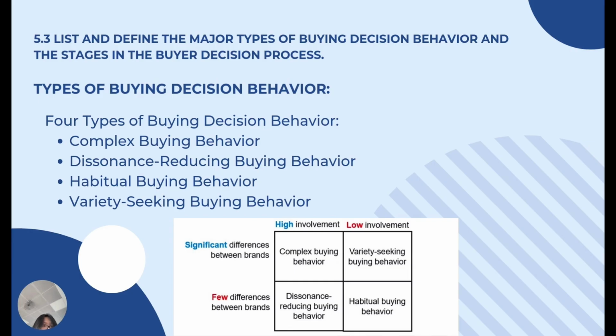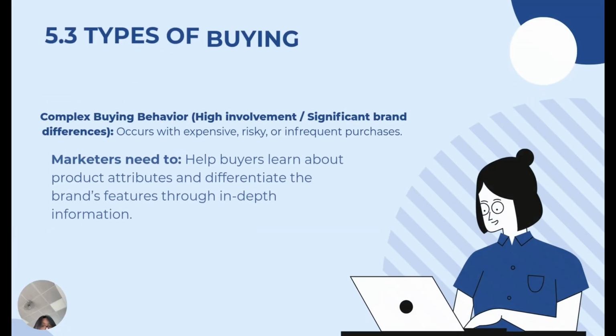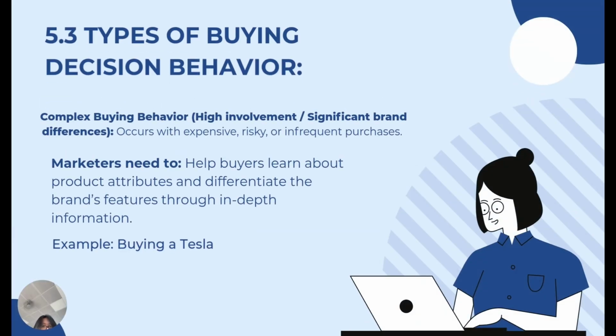There are four types of buying decision behavior. They are complex buying behavior, dissonance reducing buying behavior, habitual buying behavior, and the last one is variety seeking buying behavior. First, complex buying behavior.